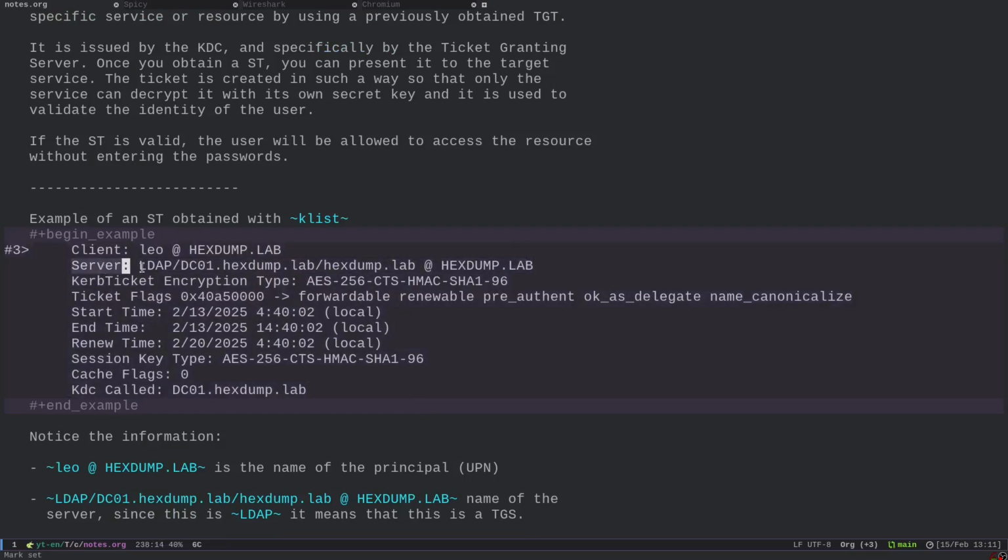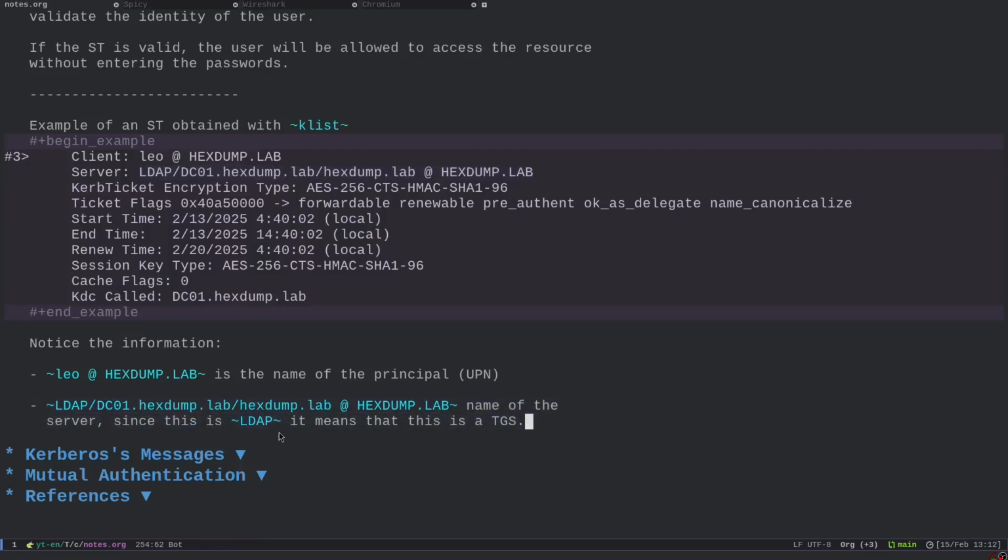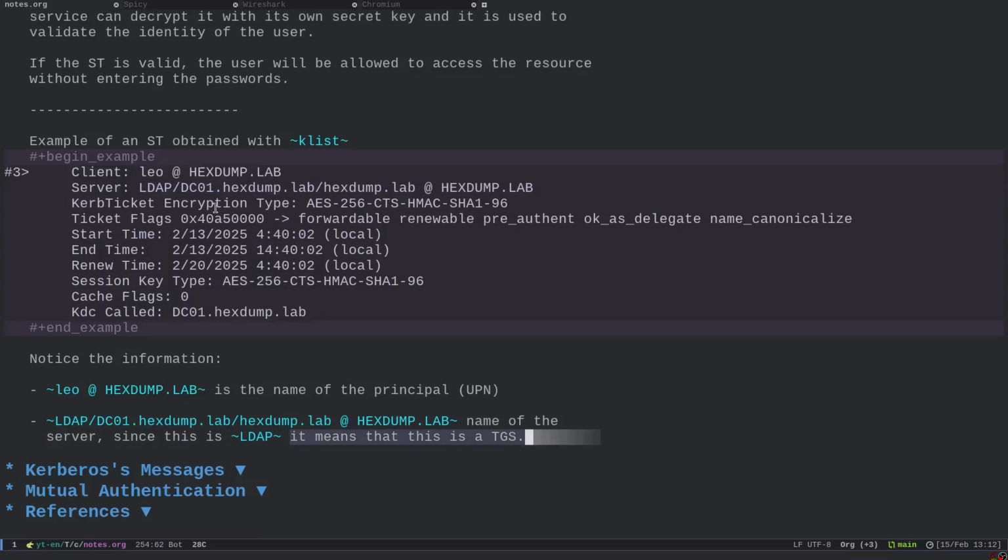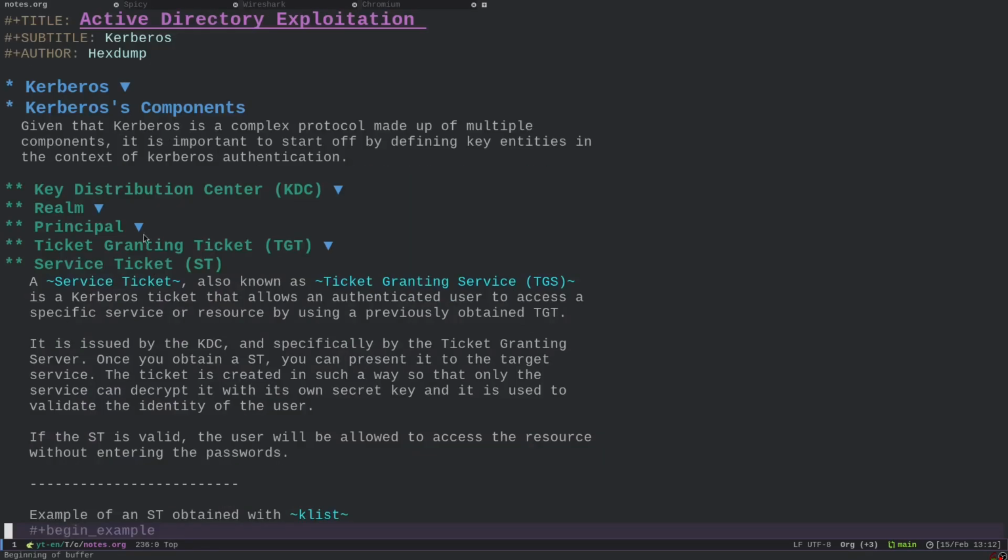In this case, the service principal name is no longer the KRBTGT, because this is not a TGT, but it is the LDAP server, which means that this is a service ticket. And so this is the name of the server. Since this is LDAP, it means that this is a TGS, a ticket granting service, or a service ticket, however you wish to call it.